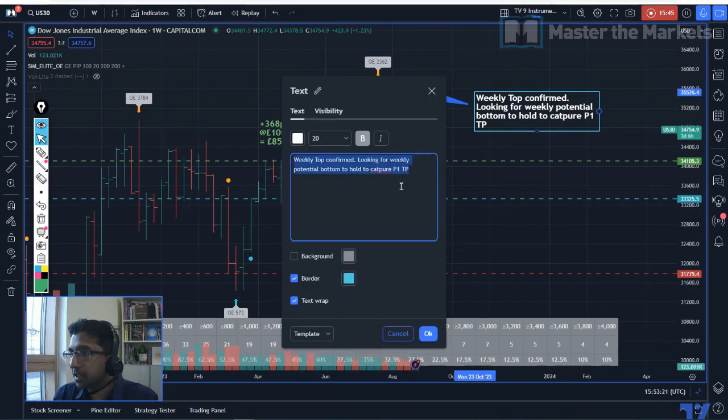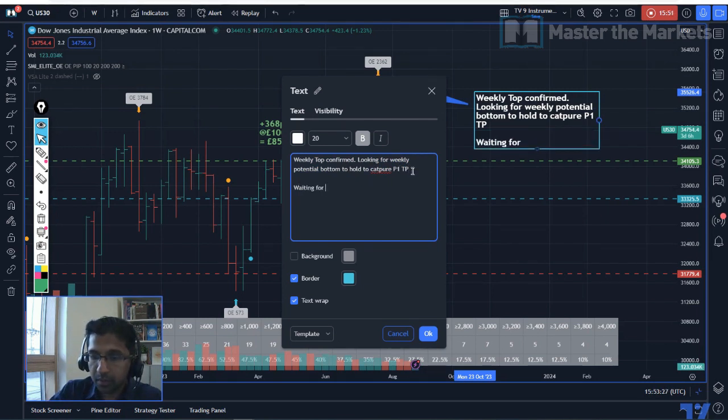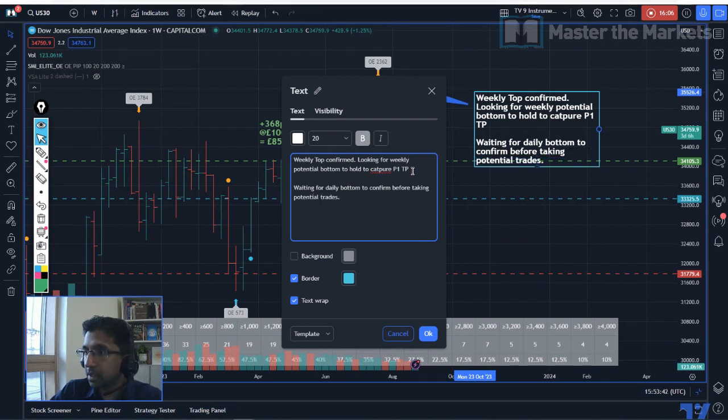Okay, so settings, I'll go weekly, looking for weekly potential to hold to capture P1 turning point, waiting for daily bottom to confirm before taking potential trades. Okay, that's what we are taking a look at, and this is as of 29 2023.